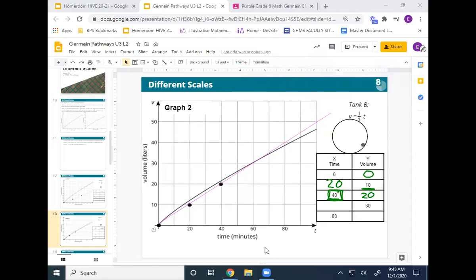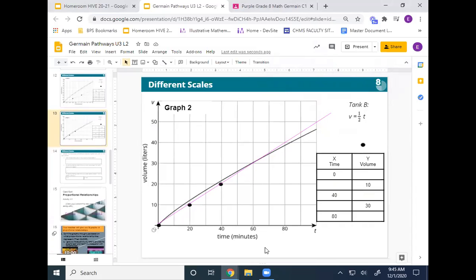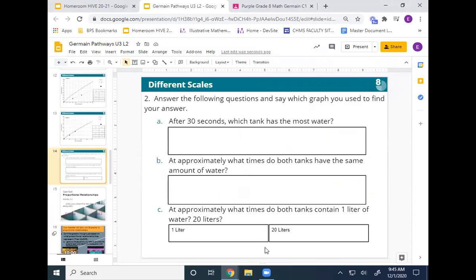Okay, so now we're going to use these graphs, and we are going to actually answer a few questions about them, okay? So we just graphed the same equation twice. You guys are so fantastic. Let's take a look at the last piece of this. Slide number 14. We're going to answer some questions.